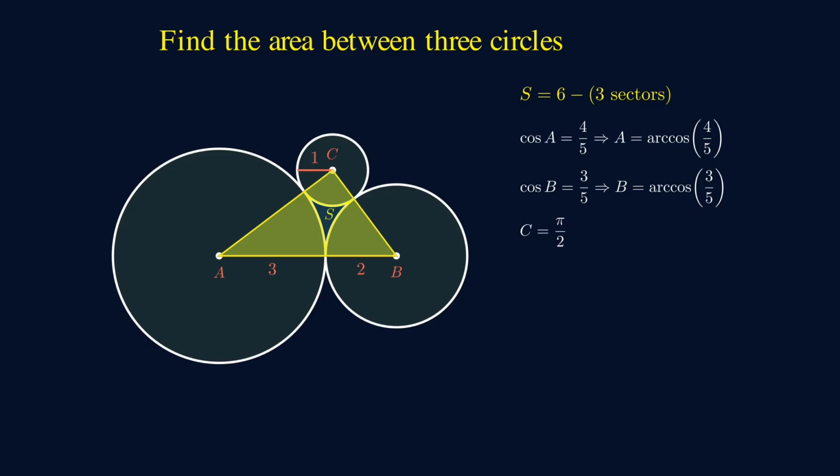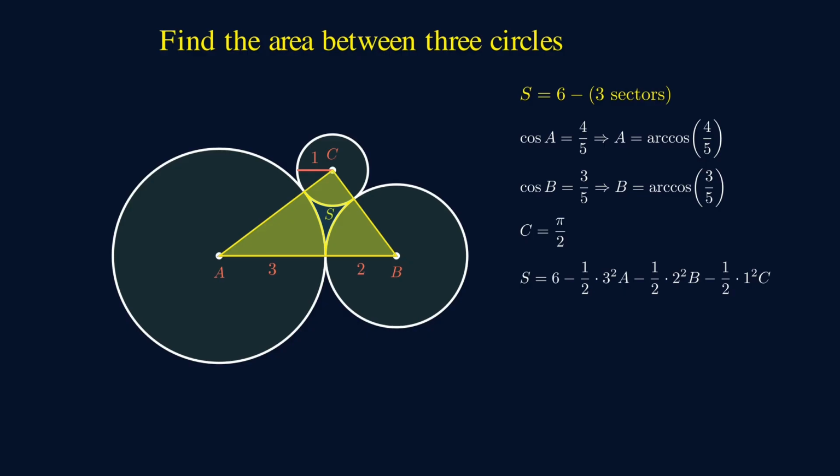Now we subtract the sector areas one by one. At the left center, the radius is 3, so the sector area is 1/2 times 3 squared times angle A. At the right center, the radius is 2, so the sector area is 1/2 times 2 squared times angle B. And at the top center, the radius is 1, so the sector area is 1/2 times 1 squared times angle C. So the area S is 6 minus 1/2 times 9 times angle A, minus 1/2 times 4 times angle B, minus 1/2 times angle C.